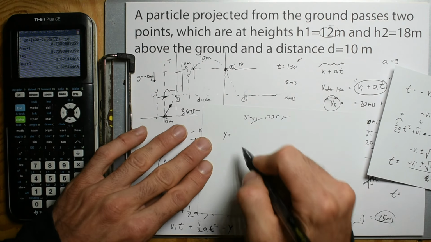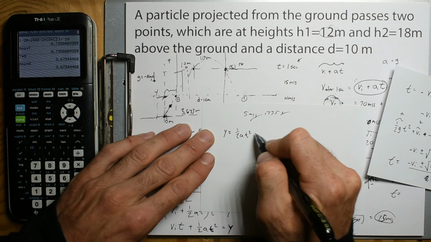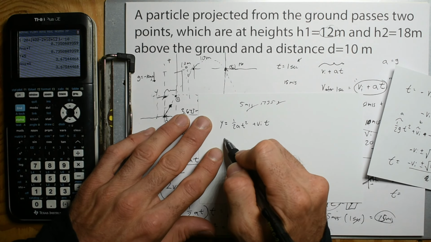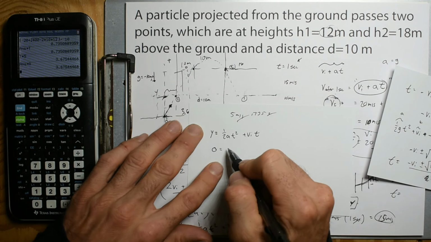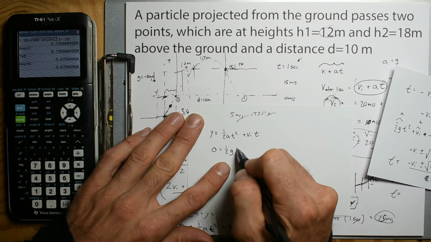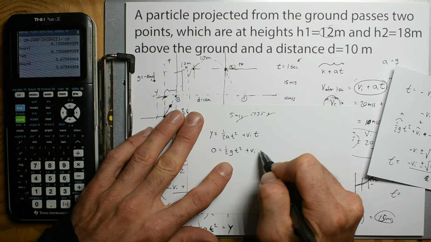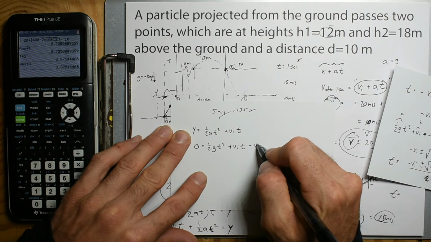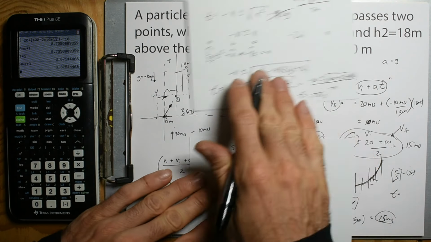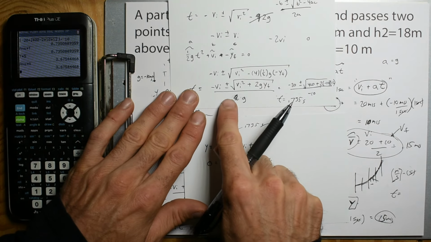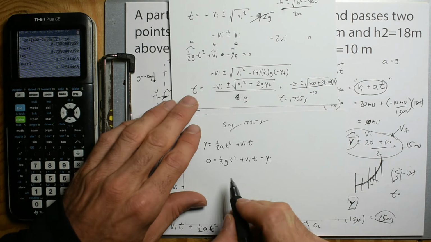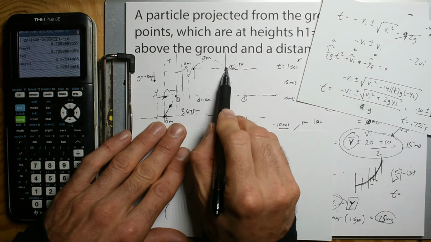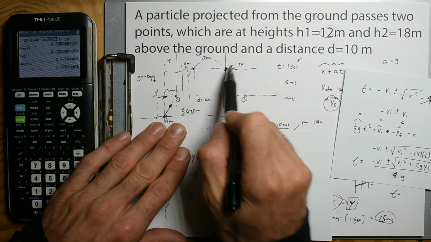Y was, what was it equal to? 1/2 a t squared plus v initial t. Get this to the other side, and we have a quadratic that says 1/2 g t squared plus v_i t minus the height that we want, which is y initial. And we broke that down to this equation right here, so the time it takes to get there, it's going to hit this 18 meters at 2 different time frames.